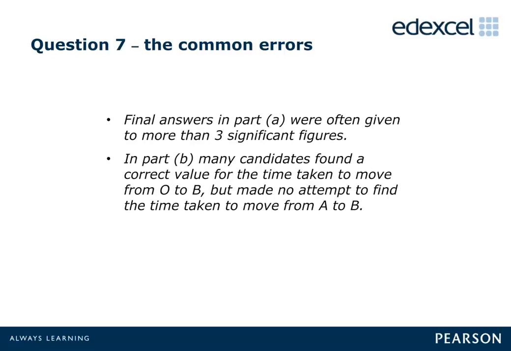In this question, many candidates lost accuracy marks through giving overspecified answers following the use of 9.8 as an approximation to the value of g. Final answers in Part A were often given to more than 3 significant figures, and 127.5 was a very common answer in Part C. This level of accuracy cannot be justified when working with 9.8.